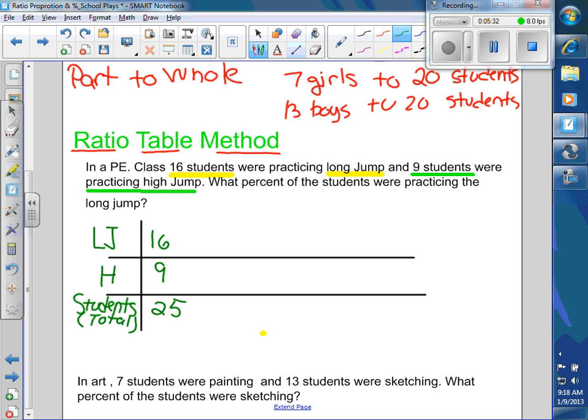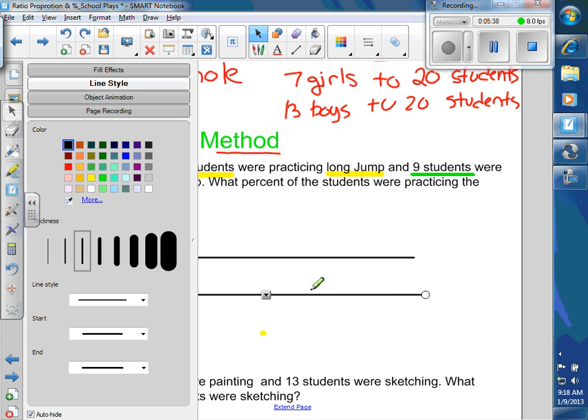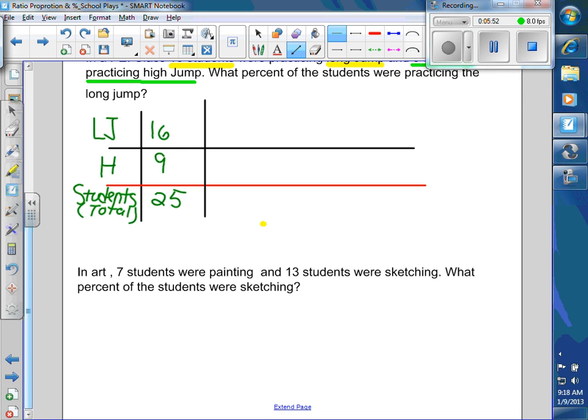Okay, so the ratio table method is basically having you take your parts and add them together to get a whole. That's the first part. And then you have to figure out a percent. So Mark, what percent are we trying to figure out? What's the problem about?